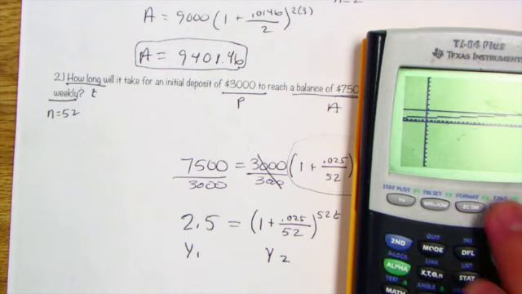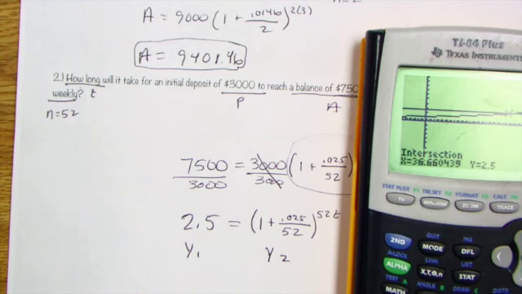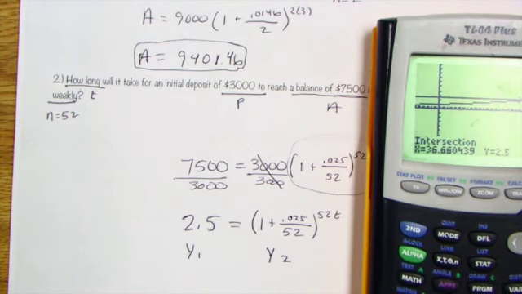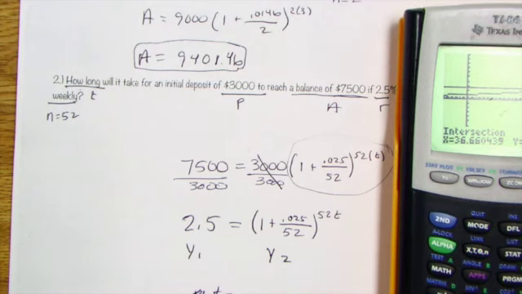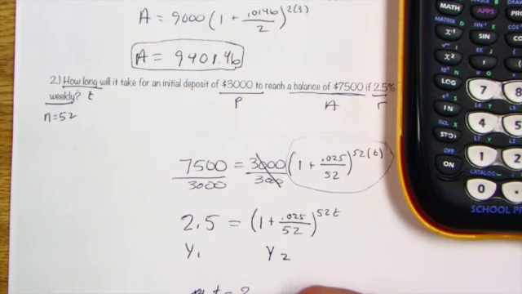So calc, intersect, 1, 2, 3. There we go. It intersects at 36.66. So my t value is 36.66 years.